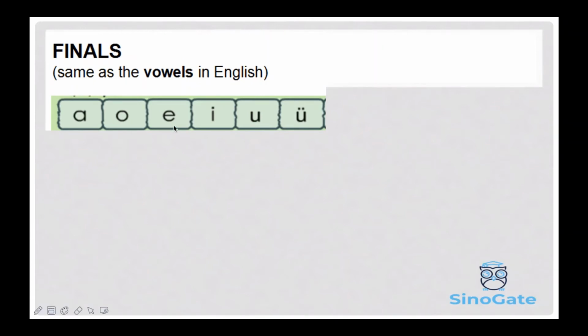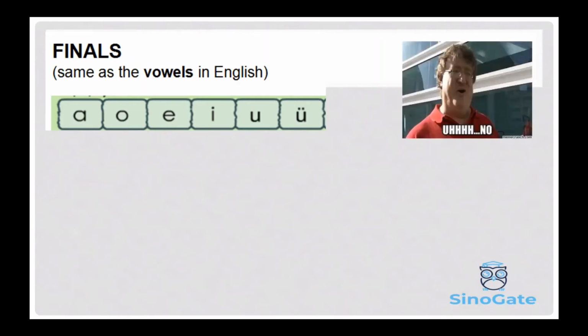Third one, this one. It's different, right? This is not the letter E anymore. In Chinese Pinyin, it's e. You can memorize it like this. When you are hesitating, when you are thinking about something, you would say, uh, no, I don't speak Chinese. That's very close to this one.